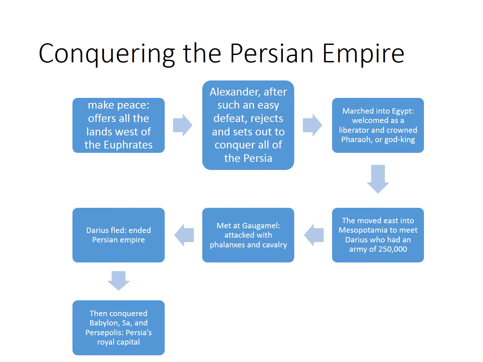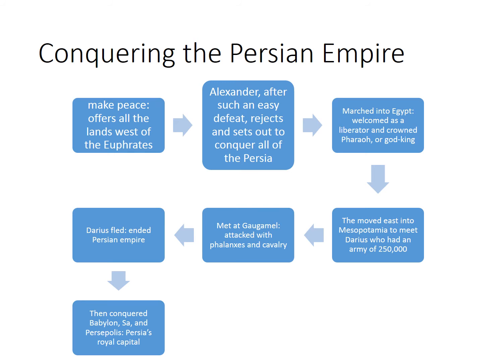Darius tried to make peace, and he tried to offer all the lands west of the Euphrates, but Alexander, seeing that he was winning these battles so quickly, rejects and says, I don't want just the lands west of the Euphrates, I want it all. I want all of Persia. So he marched into Egypt, and at the time, Egypt was dominated by pharaohs. And he was welcomed as a liberator, and he was crowned as a pharaoh or a god king.